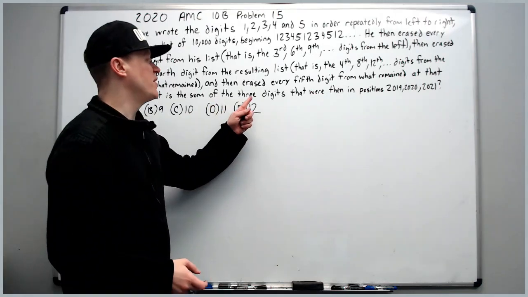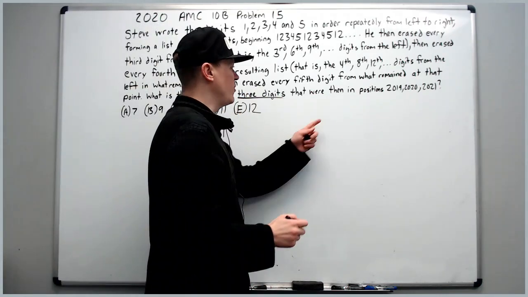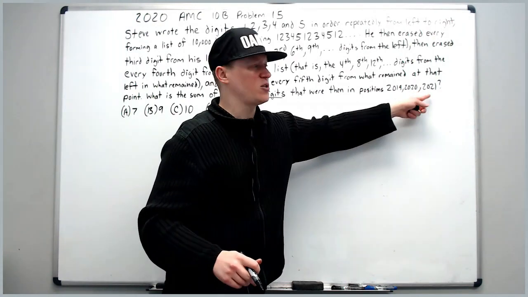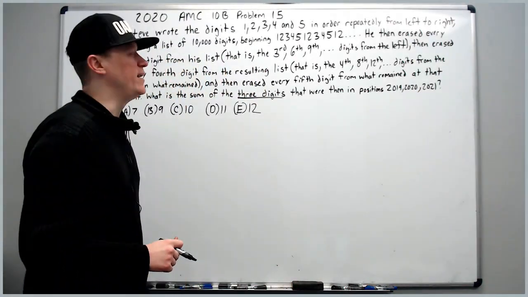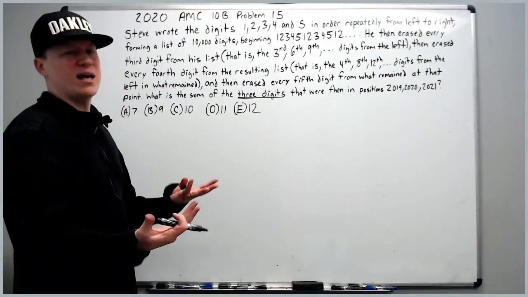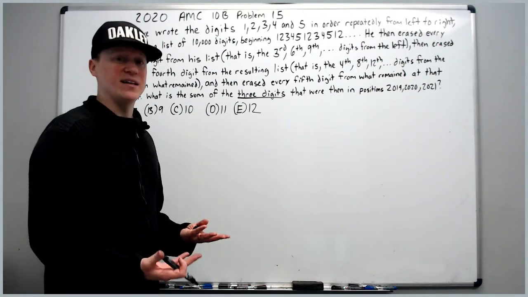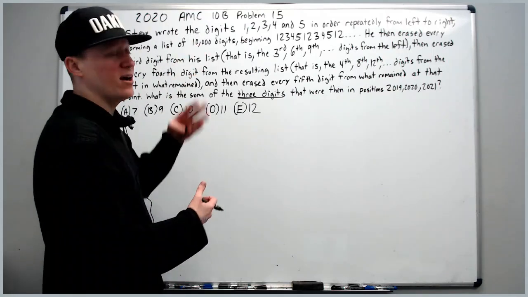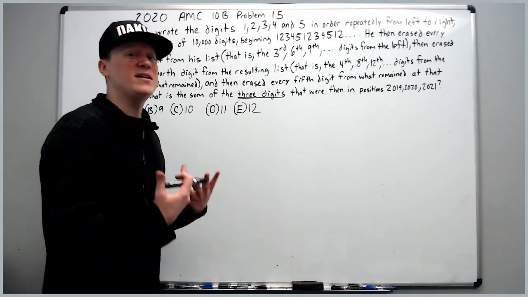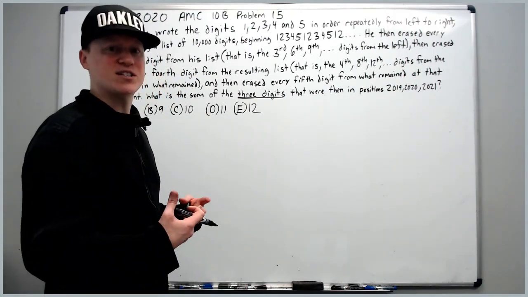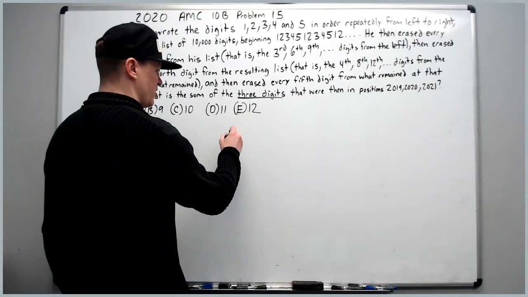What is the sum of the 3 digits that were in positions 2019, 2020, and 2021? The problem can seem like, how are we ever going to do this? That's a common feeling. You just need to try to think that, okay, they can't possibly want you to write all 10,000 digits. That means there must be a pattern that emerges if we just explore the problem. So let's get started doing that.